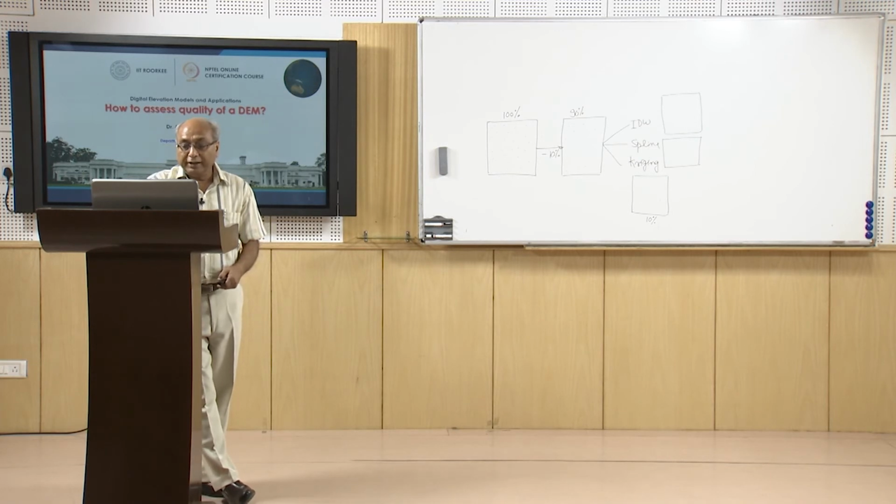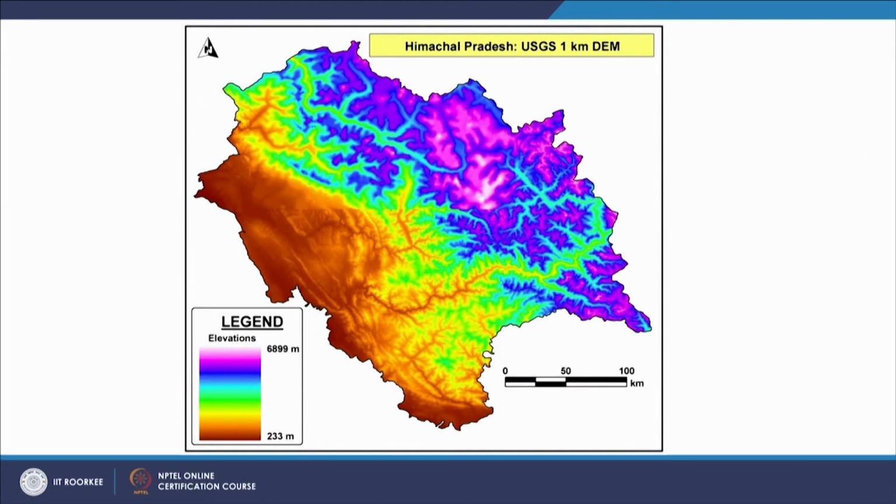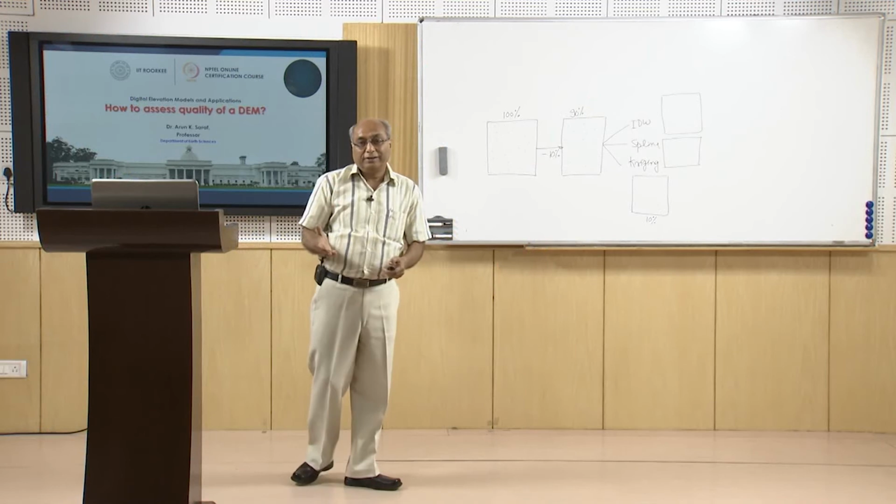So here, the first row is the ASTER GDEM for all three sites. This is the Cartosat DEM, and this is the SRTM DEM. So three different types of DEMs at three different resolutions are here for three different areas representing three different types of terrain. And as mentioned earlier, depending on the terrain, the errors would be there.